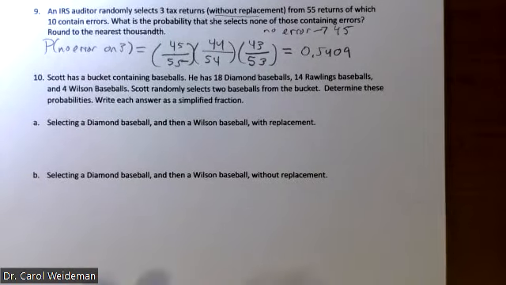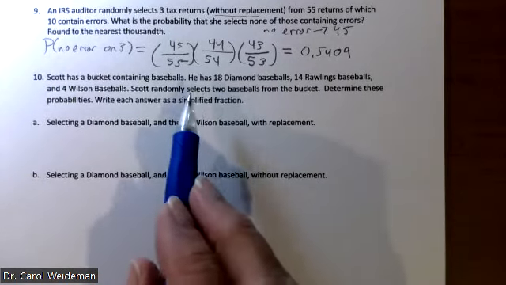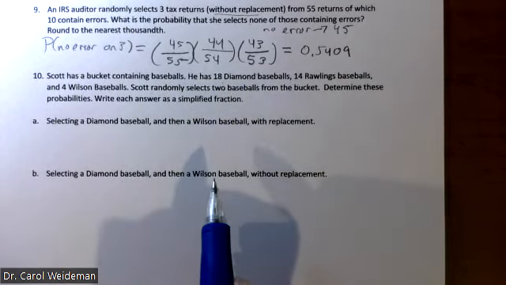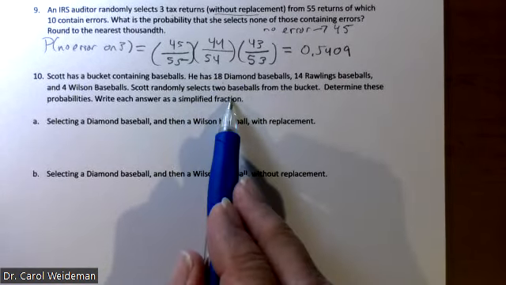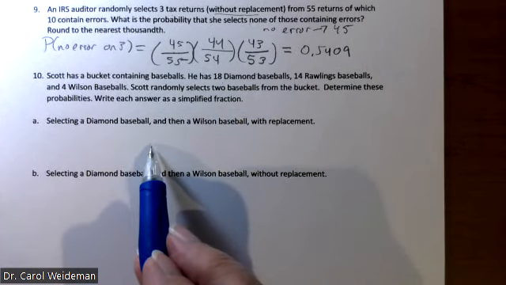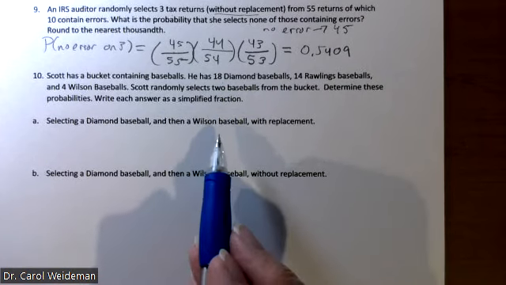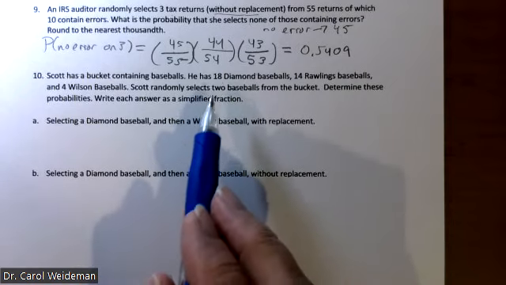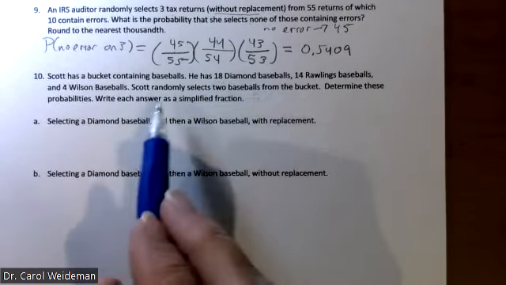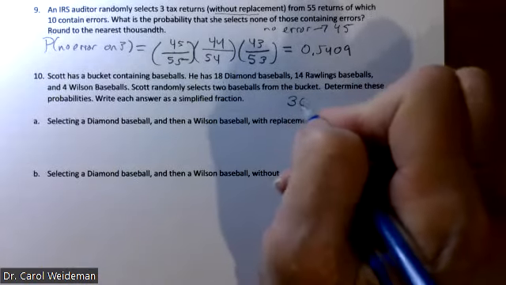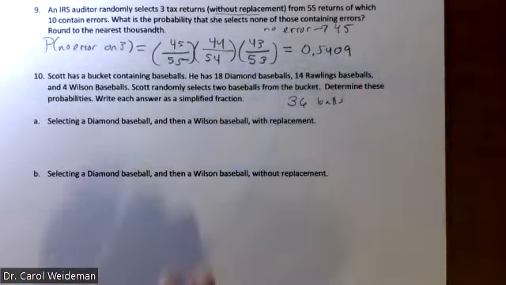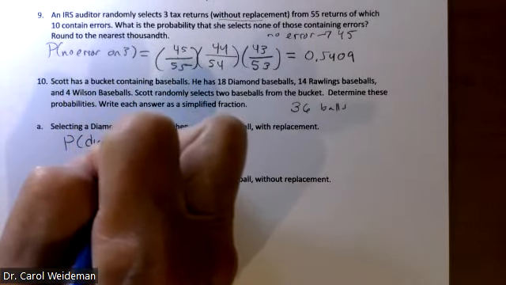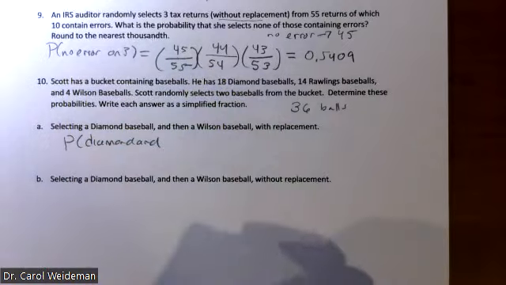Okay, now we're going to do one with Scott and his baseball. He has a bucket with baseballs. It has 18 Diamond, 14 Rawlings, and 4 Wilson. Scott's randomly selecting 2, and we want to determine these probabilities. We're going to do this with replacement and then without replacement. First thing is, how many baseballs does he have? 18 plus 14 plus 4, so there's 36 balls altogether to pick from. First thing we want to do is the probability that we pick a diamond ball and then a Wilson.